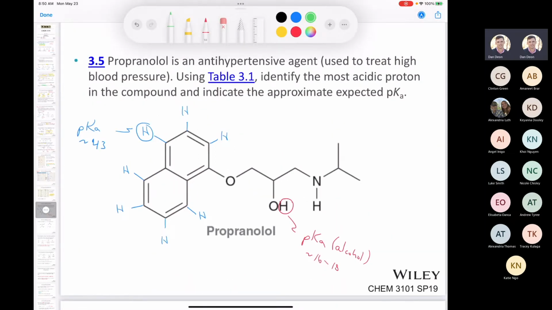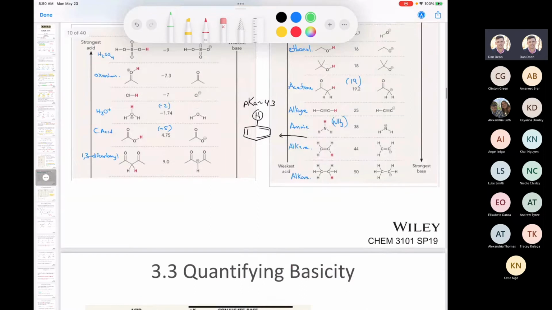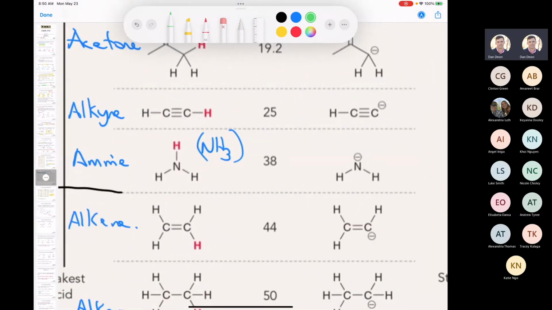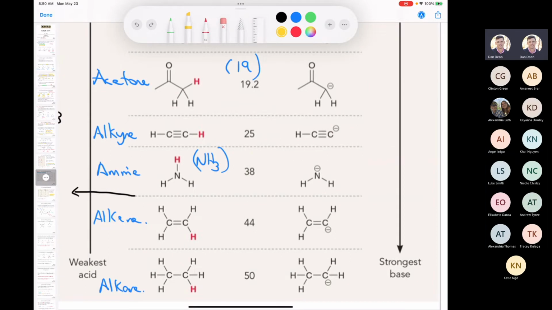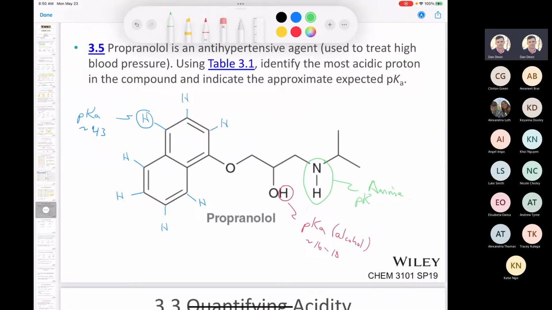What else do we have here? We have an amine. What was the pKa of an amine? Could anybody tell me that? You go back to the table, or if you look in your textbook. Anybody? So here's an amine. So the pKa of an amine, exactly, it's around 38. Yep. So let's scribble that in. The amine had a pKa that was around 38-ish.